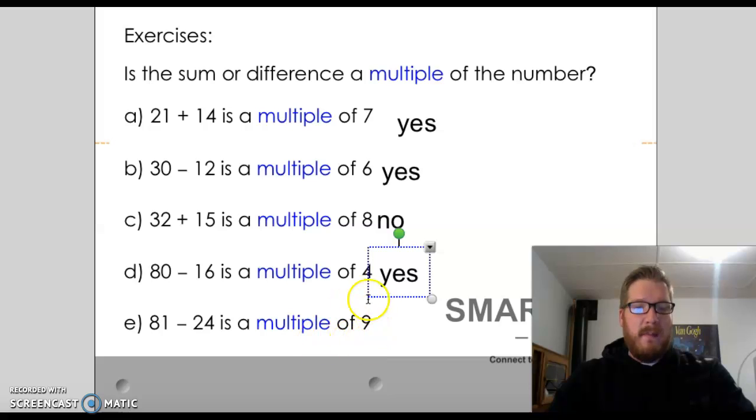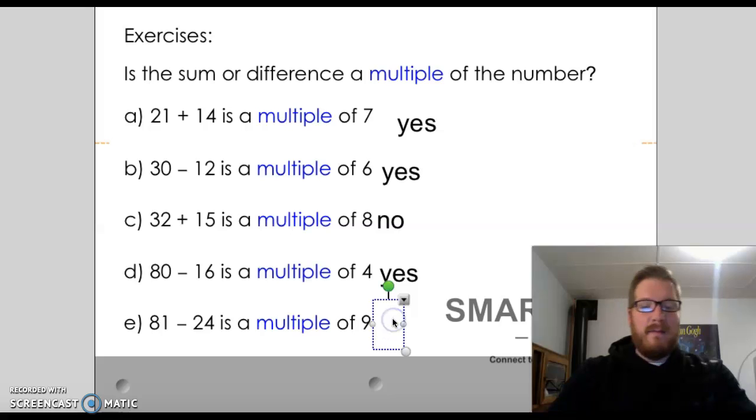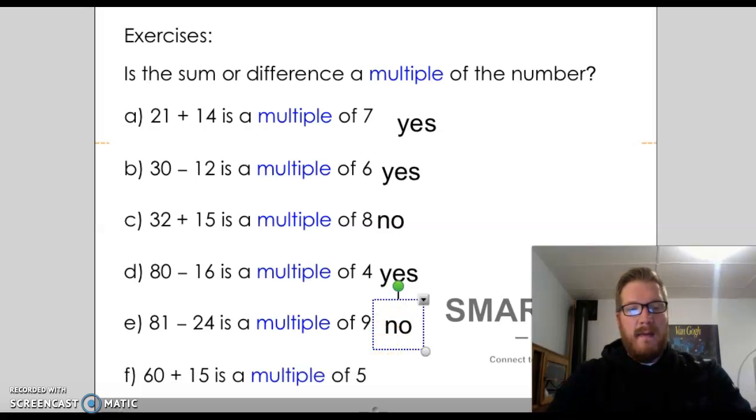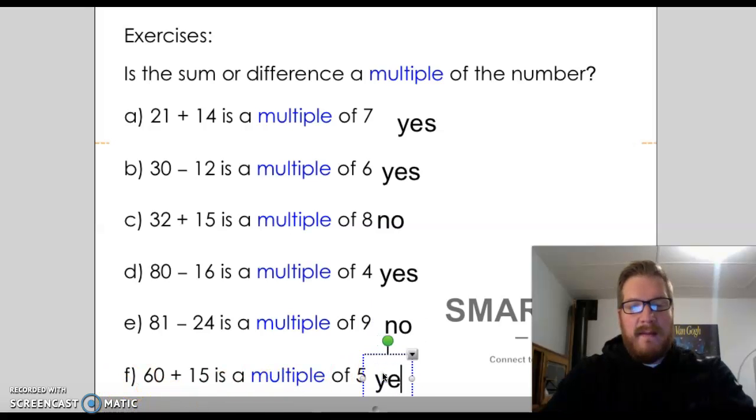Thinking about multiples of 9. 81 is a multiple of 9, but 24 is not. And so that will not give me a multiple of 9. And then lastly, 60 and 15, those are both multiples of 5. And so yes, that's going to give me another multiple of 5.